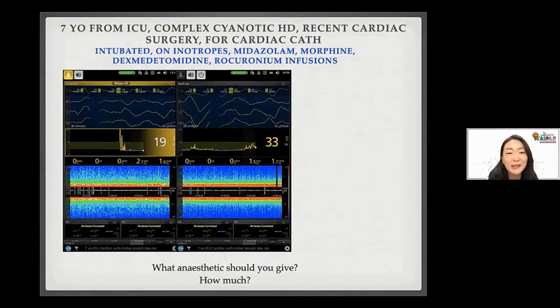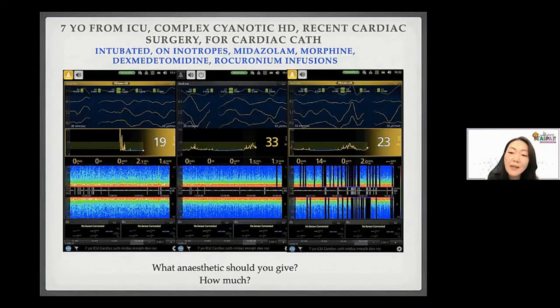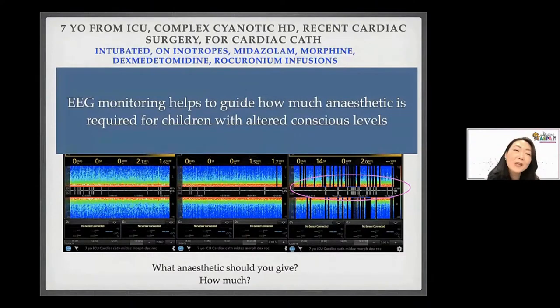We just continued with the current midazolam, morphine, dexmedetomidine, and rocuronium infusions. And at some stage, he actually went to burst suppression without us doing anything else, suggesting that the patient's deeper than necessary. And we actually had to cut down these sedative infusions. So that's the suppression for you. This case just shows that EEG monitoring can help to guide how much anesthetic is required for children with altered conscious levels.